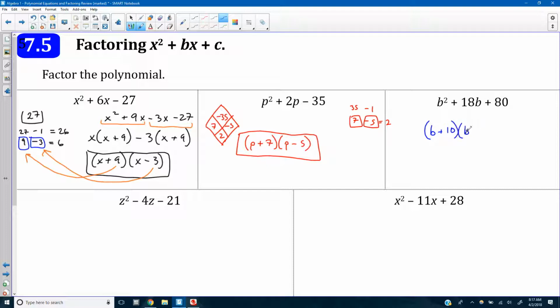And the reason why that was probably even a little easier is because both of these were positive. So I know I'm just going to try positive numbers. And 80 has a lot of factors, but you try some obvious ones first and you see if you luck out. And I did. See, I didn't try the 16 times 5 or anything like that.